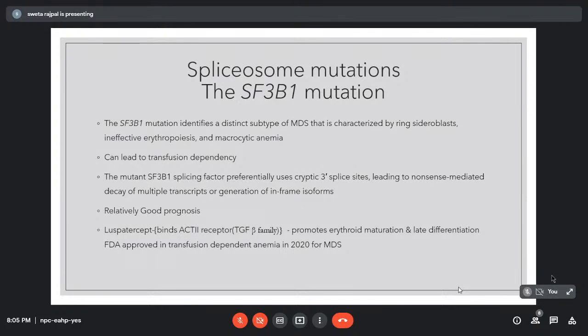In 2020, a new drug was also approved for this category, so-called luspatercept, which binds to the activin receptor 2, of the TGF-beta family, where it promotes erythroid maturation and late differentiation. It has been approved by the FDA in 2020 for MDS.